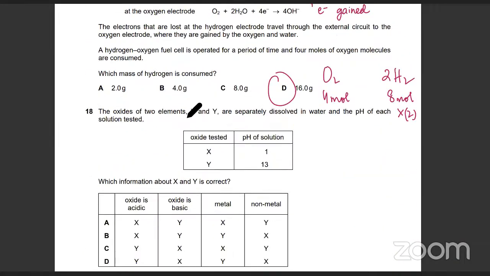अच्छा, ये वाला: oxides of 2 elements are separately dissolved in water. तो बताओ इनमें से कौन सा वाला, which one is a metal oxide, which one is a non-metal oxide. उसका पीएच बताया. मेटल ऑक्साइड्स का क्या होता है पीएच? 1 होता है, 13 होता है.